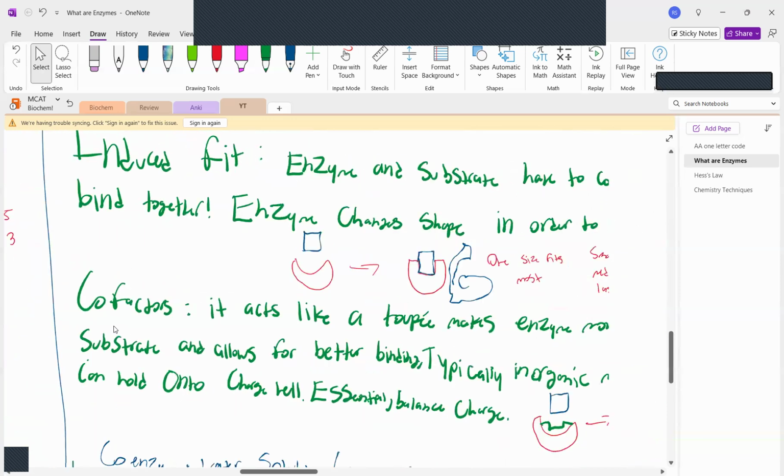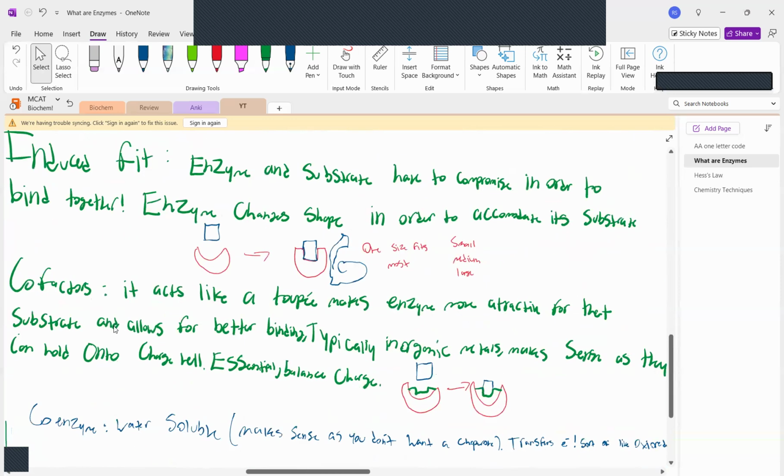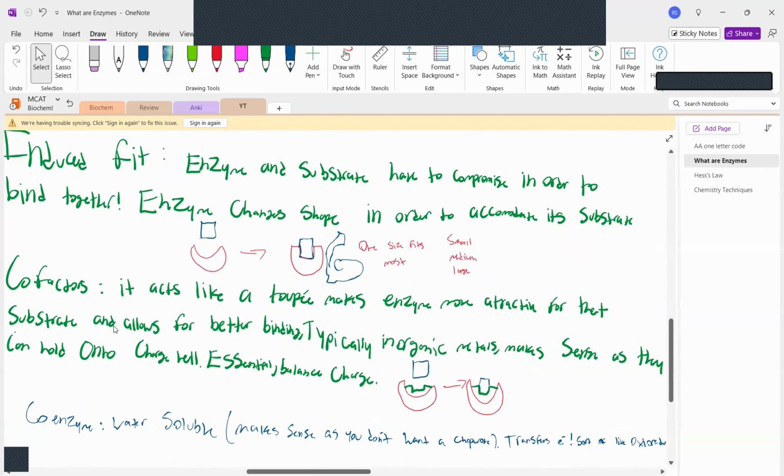Also, we should probably talk about cofactors and coenzymes. I like to think about a cofactor sort of like a toupee, something that makes the enzyme in the active site more attractive to that substrate.